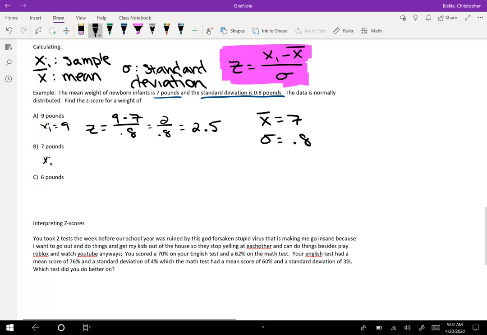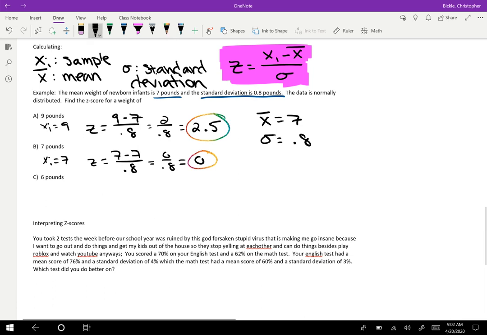So now our x sub i is equal to 7. To find the z-score, I want 7 minus 7 divided by 0.8. That's 0 divided by 0.8, which is 0. Anytime your value is actually the mean, your z-score is going to be 0. They say how many standard deviations above or below the mean is that value. If your value is the mean, it's going to be 0.